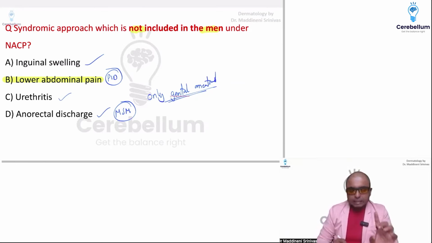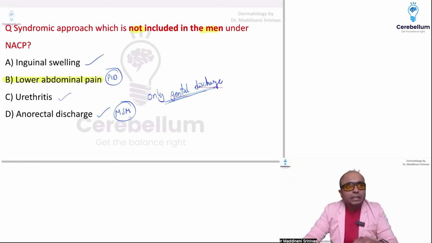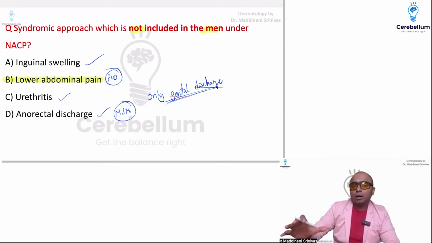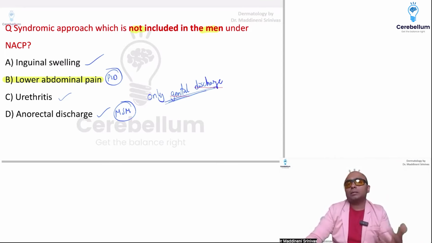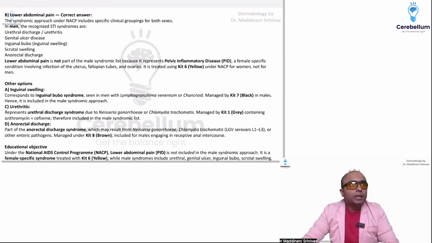So I have noted this. Yes, anorectal discharge was not mentioned. Okay, it is only genital discharge which was mentioned. Right. Any other question? Okay. Acha, urethral discharge. Two is genital discharge. Options are lower abdominal pain, genital discharge, urethral discharge. Okay. Point noted, but still, if the lower abdominal pain is mentioned, that is not going to be managed under the syndromic approach in the males. Okay, I hope it is clear. Any other queries?